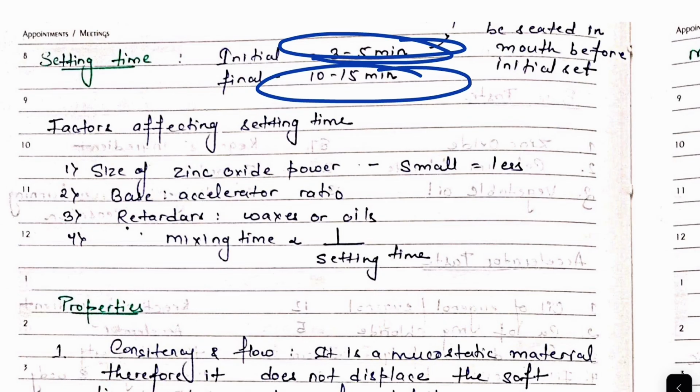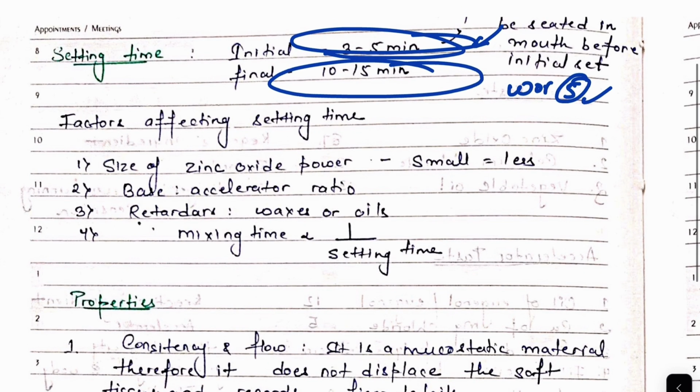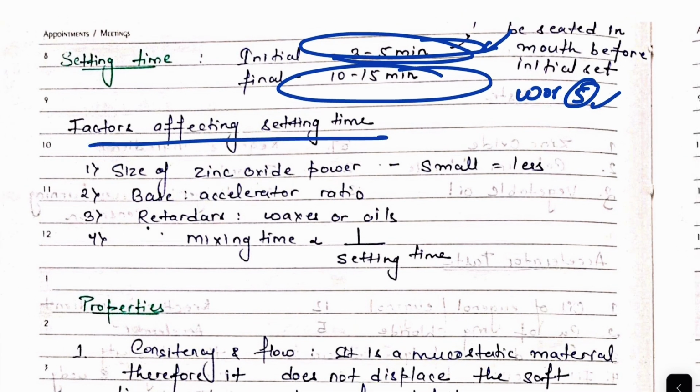Okay, so remember, it has to be seated in your mouth before the initial setting time, so your working time would be approximately 5 minutes, right? Not more than that. Talking about the factors affecting setting time, these are mainly factors that a dentist can't control. Okay, so the size of zinc oxide, base accelerator ratio.